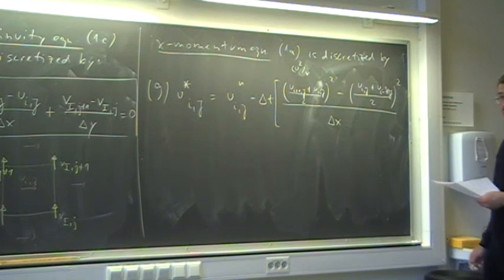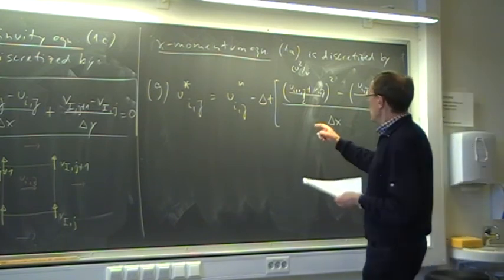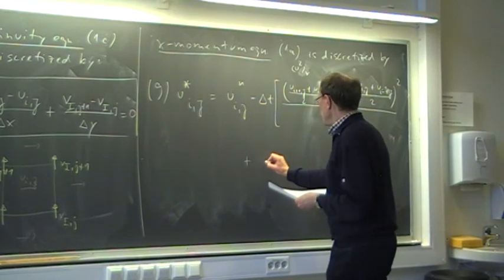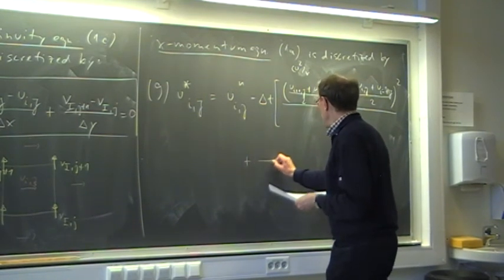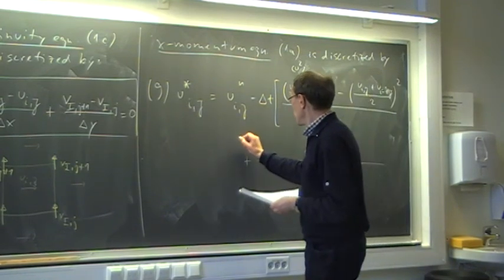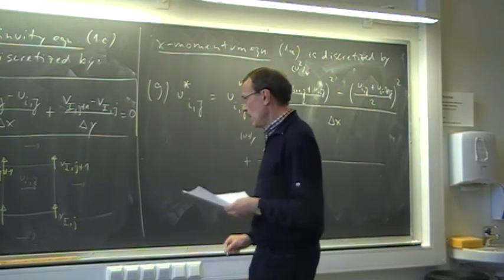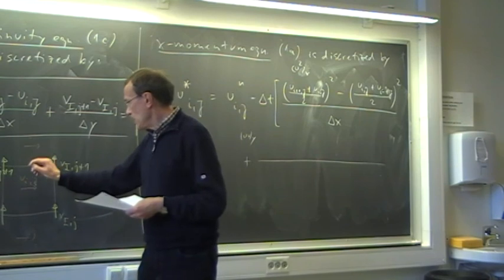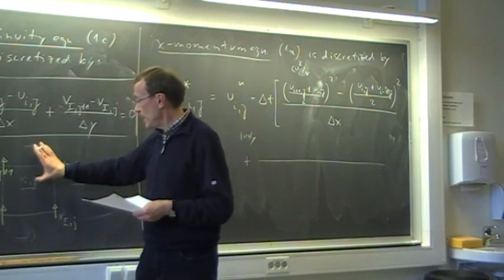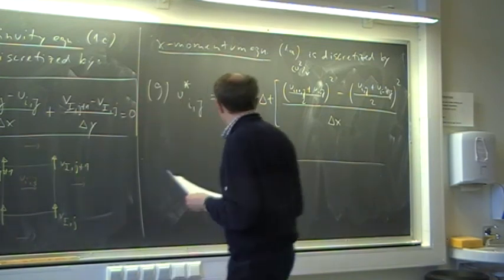But then we have the uv y. So that is this one, and then we have plus the uv y, and that would be a y derivative. So the one that we are considering now is the uv y. So it means we have to get it here and here. How do we get the u here? We take the average of these two. And the v, we take these averages here.